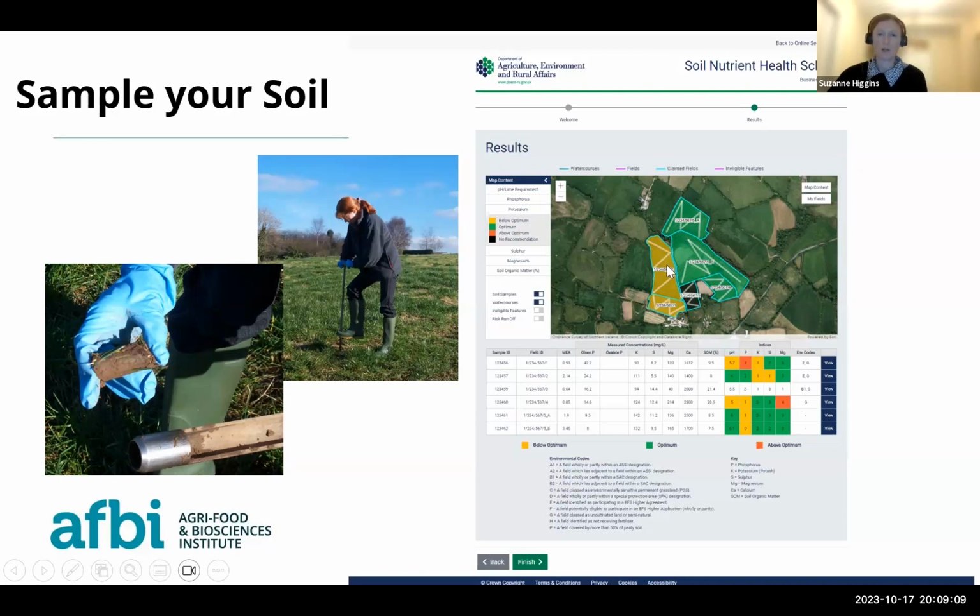Then each field will be color coded. So if a field is color coded red, it means it's above optimum in that nutrient, and we would be recommending you don't apply any more nutrient, for example, phosphorus or potash to that field. If it's green, it's optimum. And if it's an orange color, that means it's below optimum. So there may be some fields on your farm which are deficient in nutrient or low in nutrient, and we'd recommend that you need to build up the nutrient in the soil in that field.